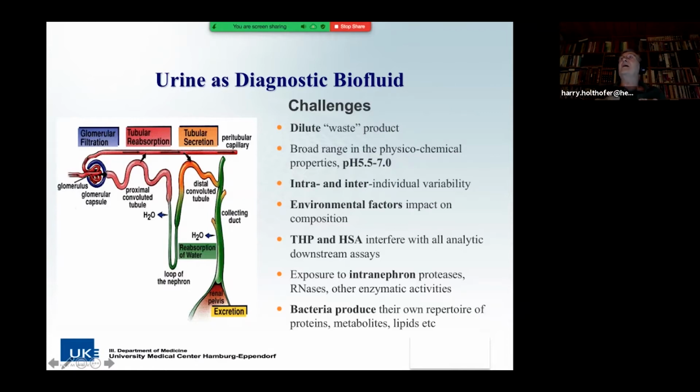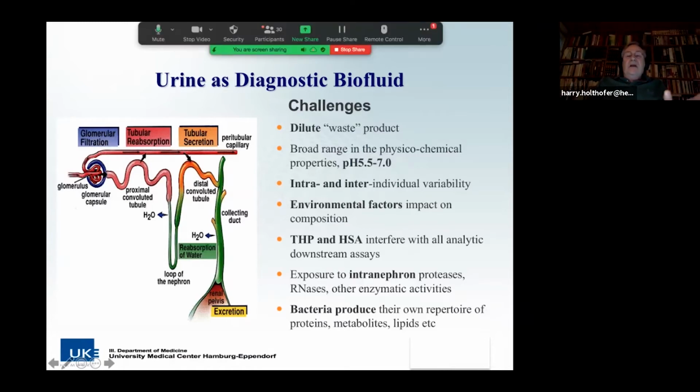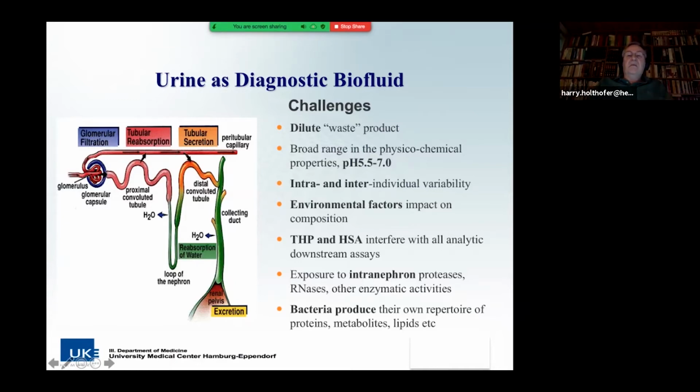And this is really why extracellular vesicles found in the urine are an absolutely brilliant source, because in the crude urine you get split products of proteins, you get RNA splits there and spliced RNA. So as we all know, everything seems to be so much better conserved inside the vesicles. But then again, bacteria produce their own repertoire of proteins, metabolites, lipids, as well as outer membrane vesicles. So we have to distinguish ourselves from those as well.